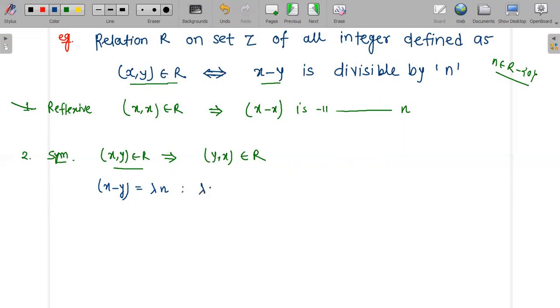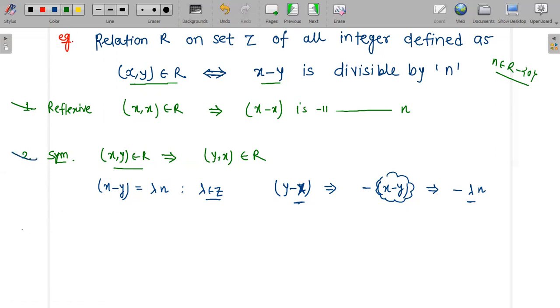Am I right? So based on this information, we need to prove that y minus x is also divisible by n. So may I write this y minus x as negative (x minus y)? Now I already know that this x minus y is actually an integral multiple of n. That means it is equal to negative lambda times n, which proves that your y minus x is also a negative or positive integral multiple of n. Hence y minus x is also divisible by n. That will make your relation symmetric.